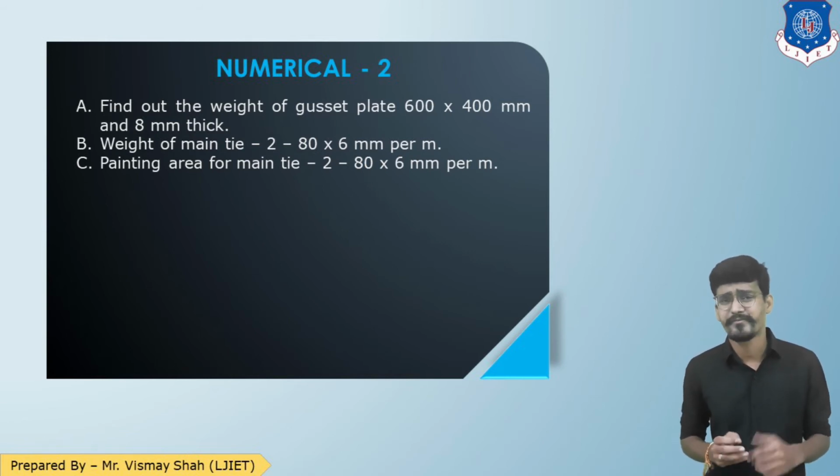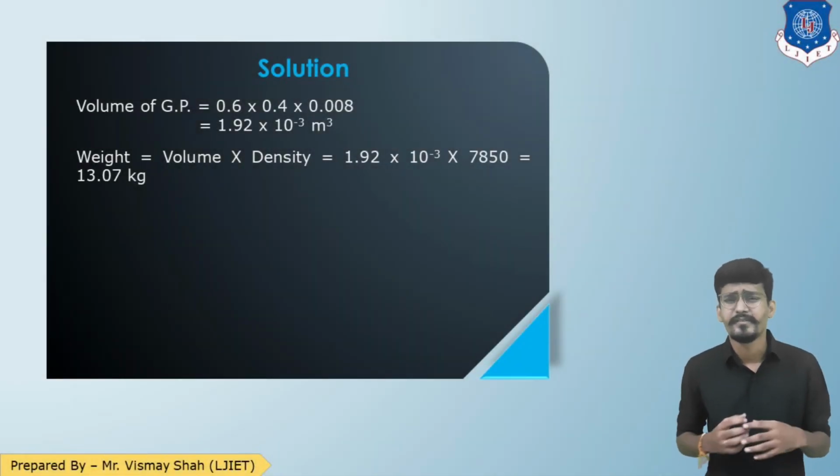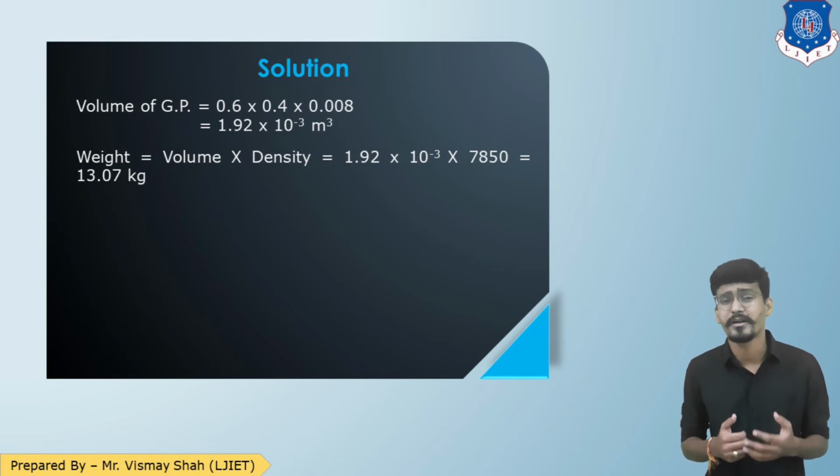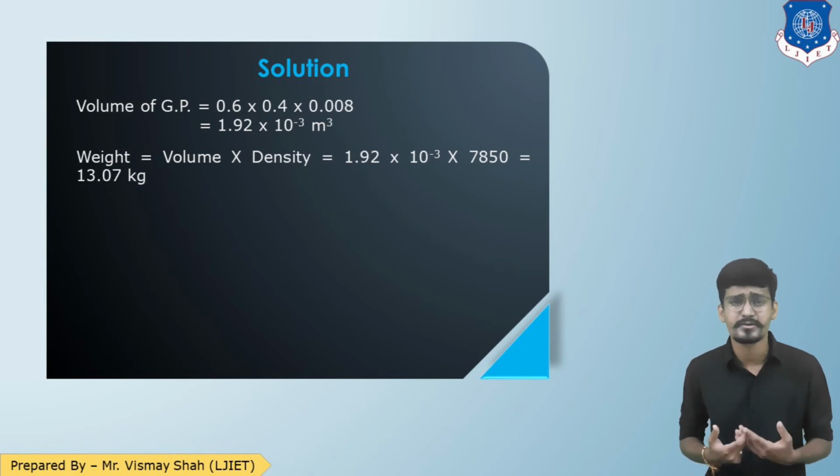So again let us start with the weight of gusset plate. We have got the dimensions, so we can have the cross sectional area. So here students, to find out the weight we can simply multiply the dimensions, and we have the thickness, so we'll get the volume. So here is the volume of gusset plate. Now we know that the steel density is 7850 kg per cubic meter. So to find out the weight, we'll just do volume into density. So we'll get the weight as 15.07 kilograms.